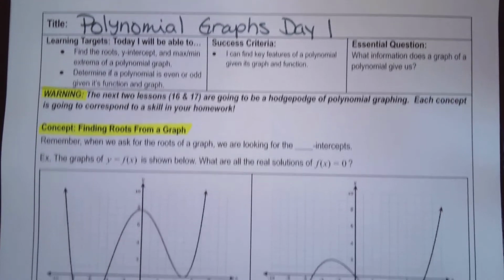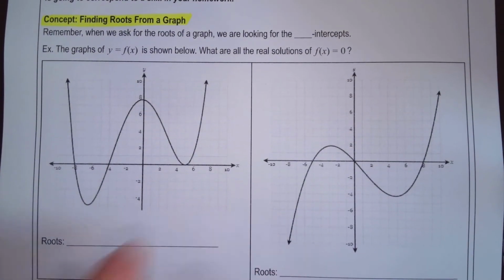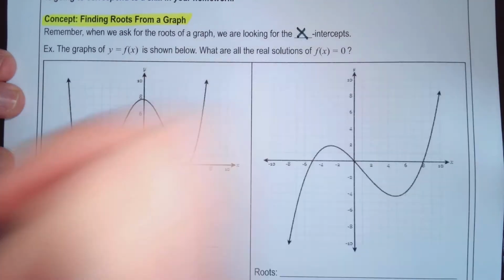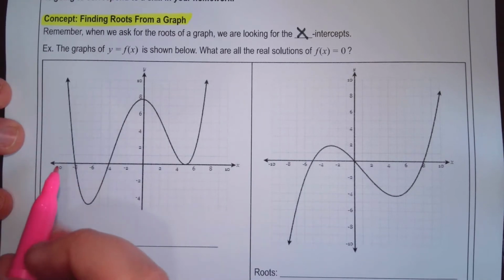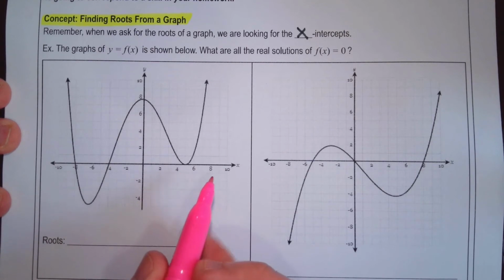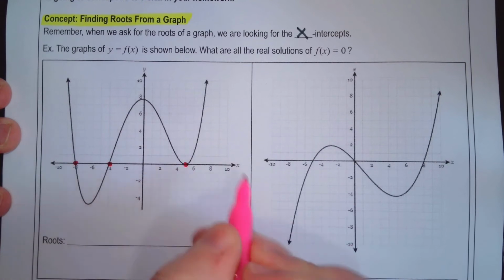So our first concept that we're going to talk about is finding roots from a graph. Remember, when we ask for the roots of a graph, we are looking specifically for the x-intercepts. So we have two examples. The graphs of y equals f of x are shown below. What are the real solutions of f of x equals 0? So all you need to do is just go through your graph and just identify the x-intercepts.